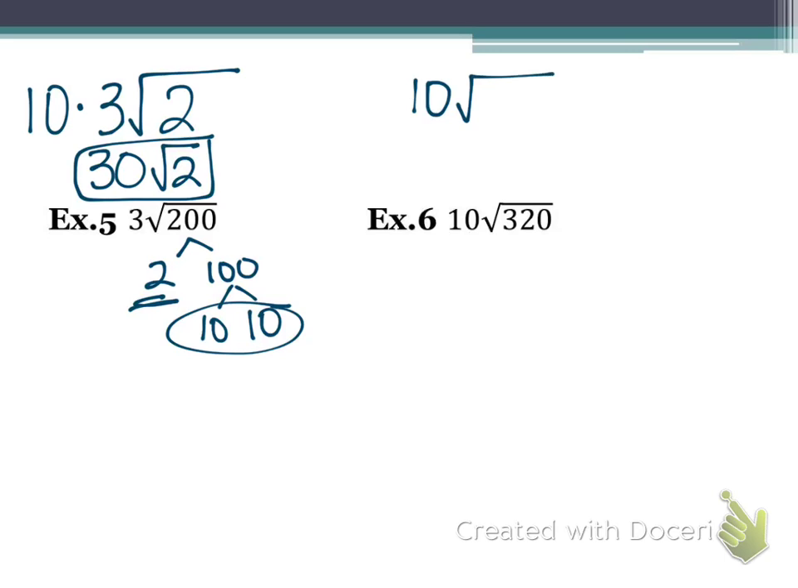Somebody tell me what they broke 320 into. 8 and 40, I like that. That'll work. So, what did we break 40 into? 4 and 10. Could do 4 and 10. What else could we do? 2 and 20. Anything else? 5 and 8. Why do you think I like 5 and 8? Because I already have an 8.